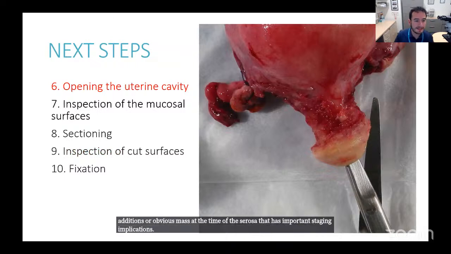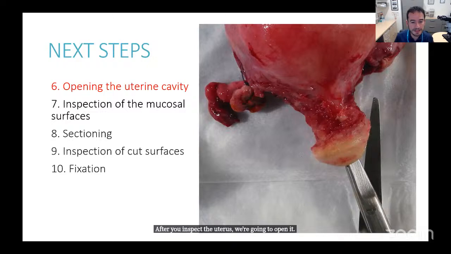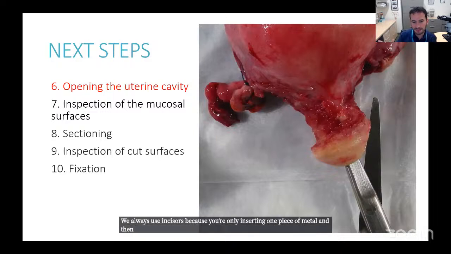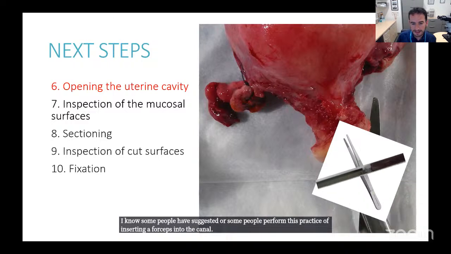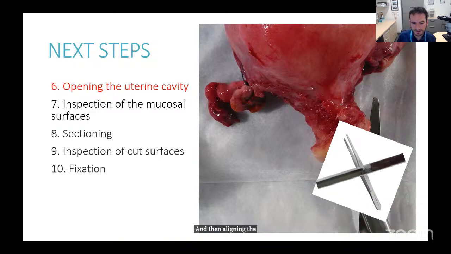After you inspect the uterus, we're going to open it, and we typically do it using scissors. In my practice, we always use scissors because you're only inserting one piece of metal, and then you're opening gently, at staggered times as you start exposing first the endocervical canal, then the lower uterine segment, and then the uterine corpus. I know some people perform this practice of inserting a forceps into the canal and then aligning the knife in between the forceps arms to guide the cut from the knife into the uterine cavity.